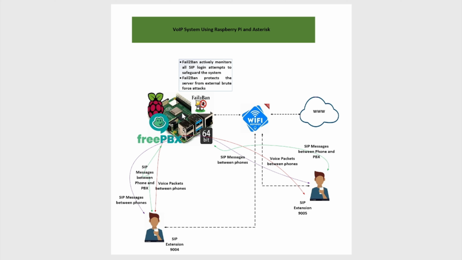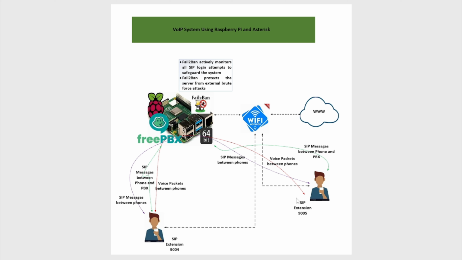And the lines here are just the SIP messages between the phones when a call has been initiated, and then the green line here will be the SIP messages between the phone and the PBX, and then we've got the red lines here, which will be the voice packets going between the two phones when a call has been initiated and connected.